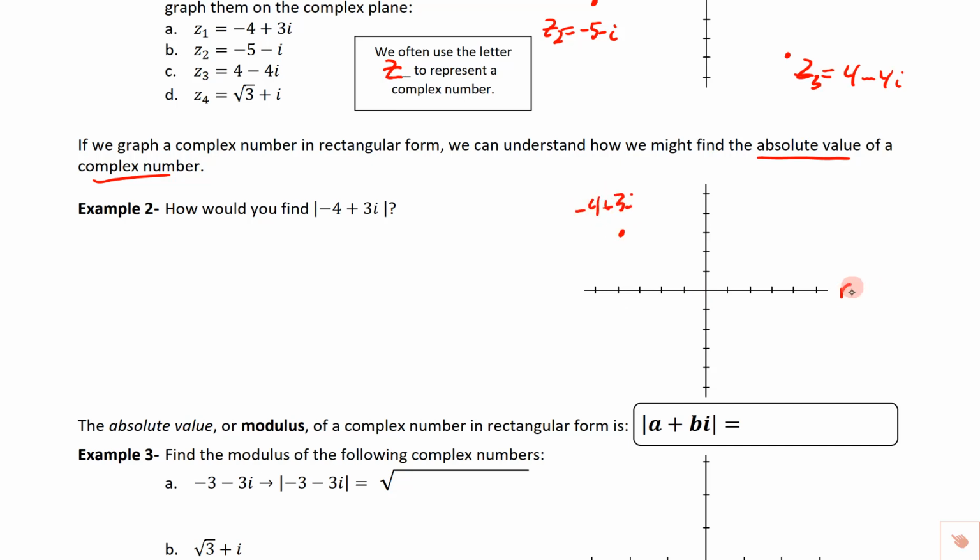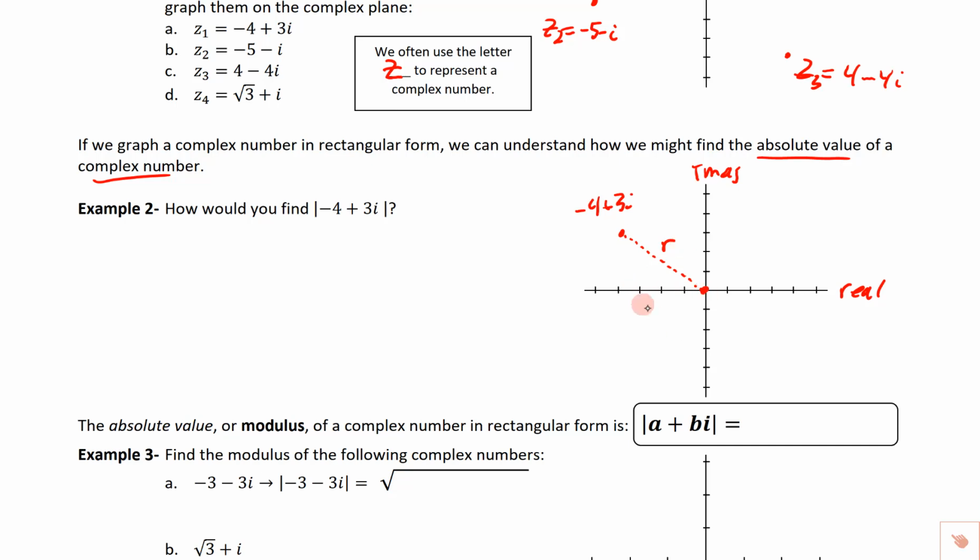So we've graphed that. And again, this is the real axis and this is the imaginary axis. And we want to know what the absolute value of that is. Well, if you think about the warm-up, we were talking about how absolute value is the distance from 0. So what we want to know is how far is it from here to here? This is 0 on the plane, the origin if you want to think of it that way. What we want to know is this distance right here. Okay, so I'm just going to use an R for that.